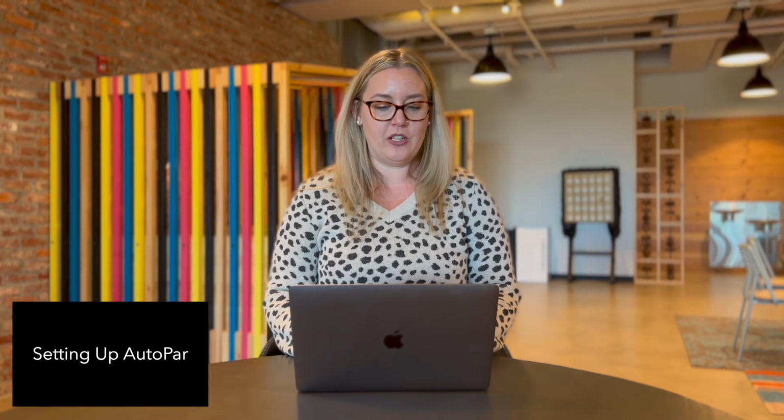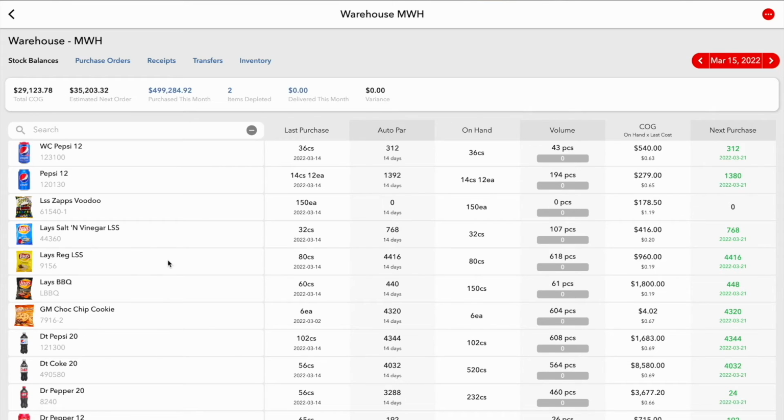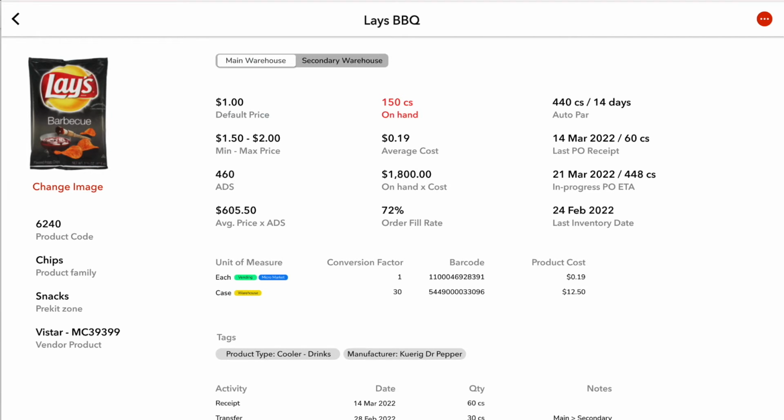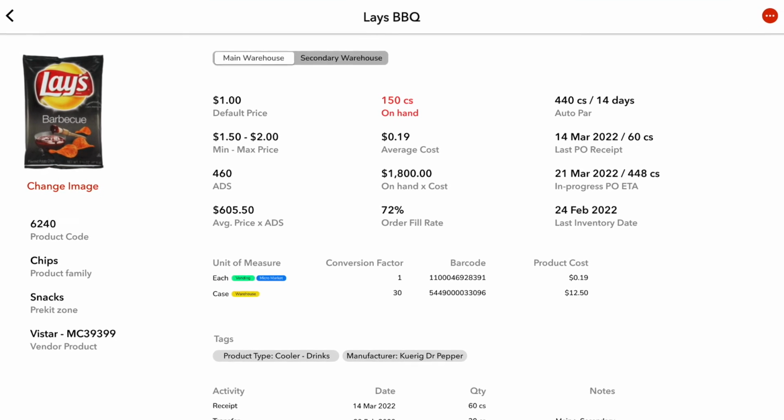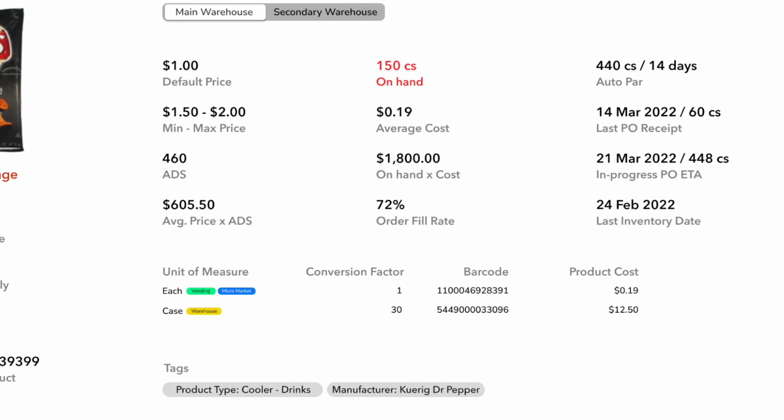He let me know that Vistar arrives typically on Mondays and Wednesdays, so there's about 2 to 3 days between deliveries. He's going to set up AutoPar for one of the most popular products, Lay's barbecue chips. As a best practice, he checks the order fill rate percentage for each product to inform him if he should increase the days set in AutoPar. From the warehouse page, he searches for Lay's barbecue and selects the product.